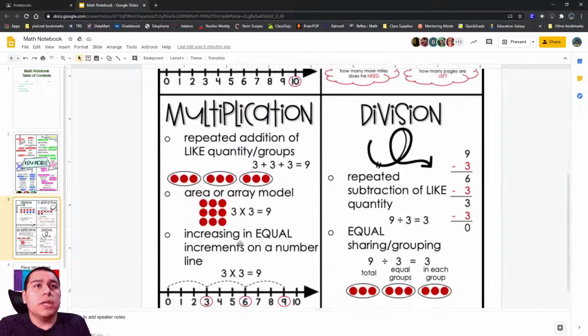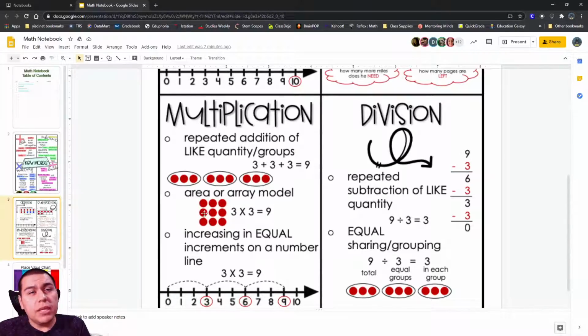And speaking of multiplication, we have here the reasons why we multiply. Again, if it's repeated, repeated means over and over again. Repeated addition of like quantity or groups means the same number. So here we have 3 plus 3 plus 3. If I look in the picture, I have 3, 3, and 3. So I could multiply by 3's here.